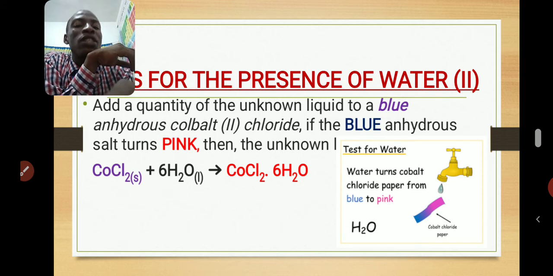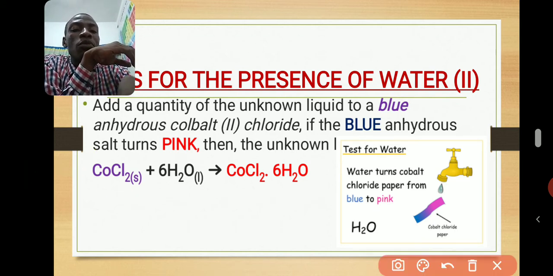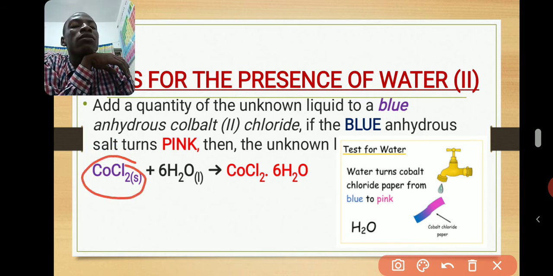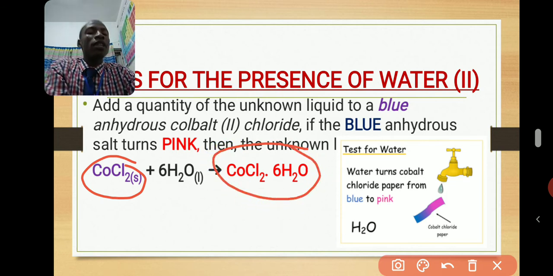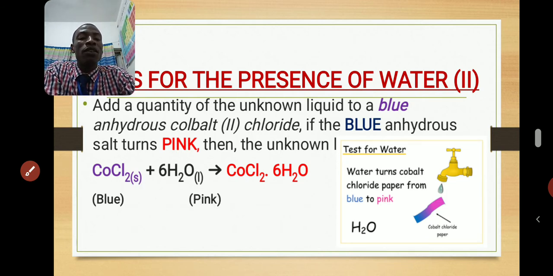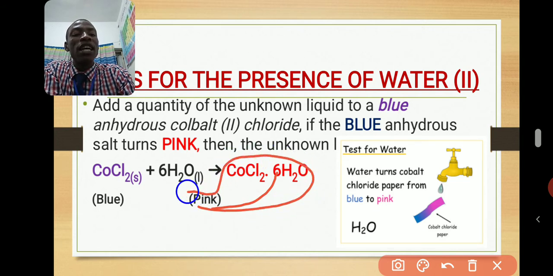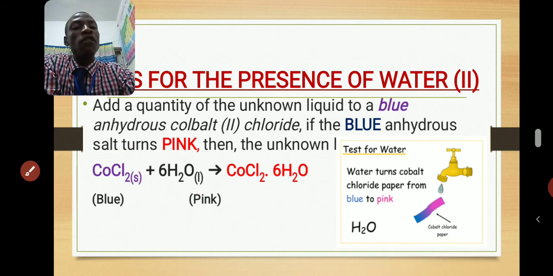Now let us see the question that is there. This cobalt chloride anhydrous is blue in color, but when it is hydrated with water, it becomes what? It becomes pink. So blue cobalt chloride, then we have pink hydrated cobalt chloride. So it is pink when it is hydrated, it is blue when it is anhydrous. Please don't mistake it for copper sulfate.